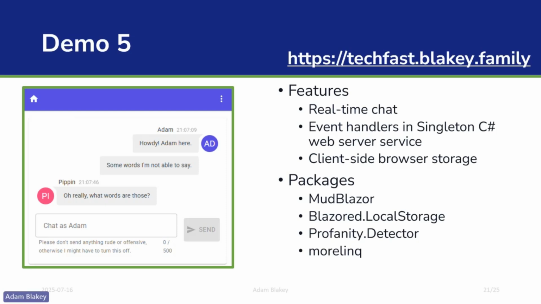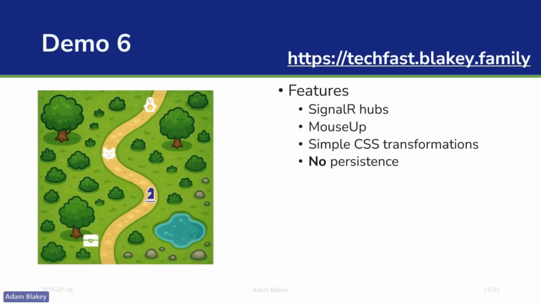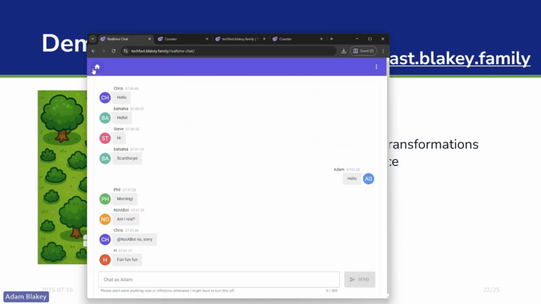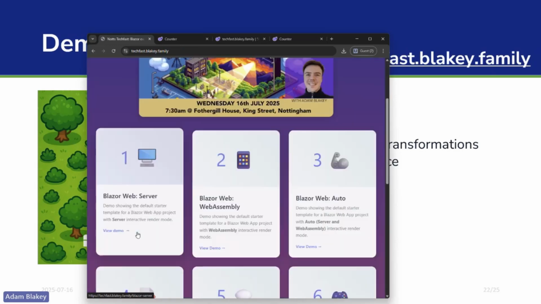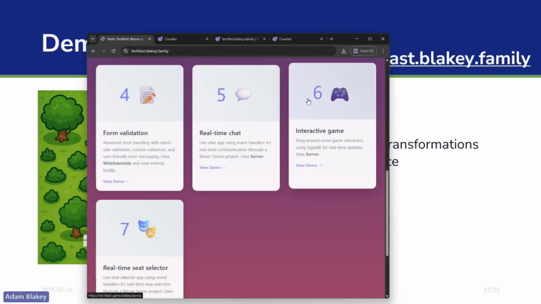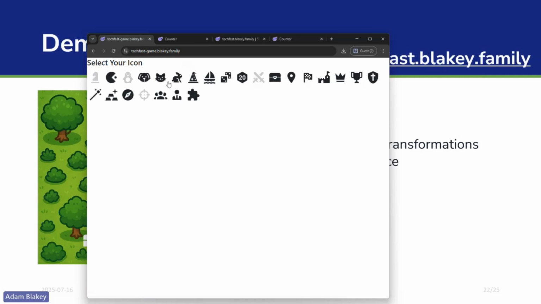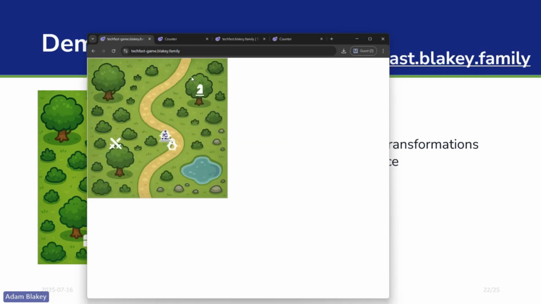Cool. Okay, so the next example is a bit more interesting. It's a little interactive game. There is no objective to this game, but if you go over to demo 6, and I think there's a few icons that have already been taken. I pick a wizard's hat, we can drag this around. And in real time, as you move your character around, it's updating everyone else.